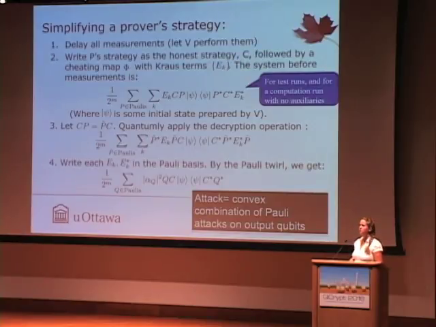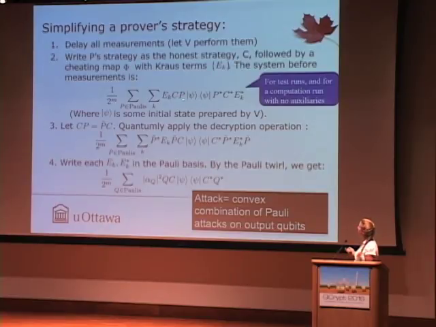Okay, so the next step is to simplify an arbitrary proof strategy. So we delay all measurements. Suppose that V is going to perform the measurements at the very end. And write the proof strategy as the honest strategy, C, followed by a cheating map, and decompose that cheating map in its Kraus terms. And this is what the system would look like before the measurement, where psi is depending on what we're actually doing in the protocol, if we're doing a test, a computation, etc.